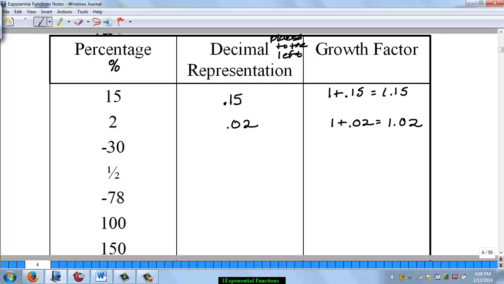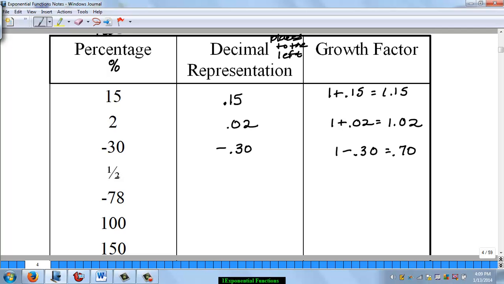Ooh, I have a negative 30 here. So move it 2 places to the left, so that's a negative 0.30. Now, I have to do 1 plus the rate, but if you'll notice the rate's negative, so it really ends up turning into a negative. So when I do 1 minus 0.30, I get 0.70 because it's decreasing.